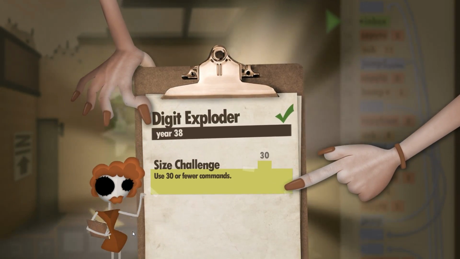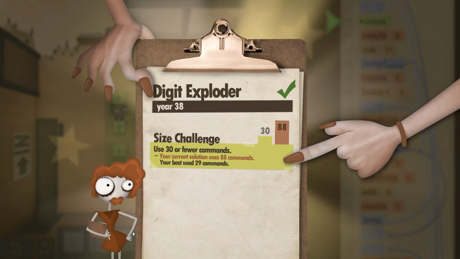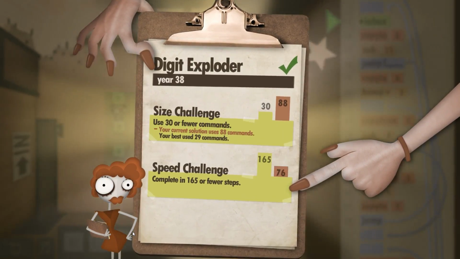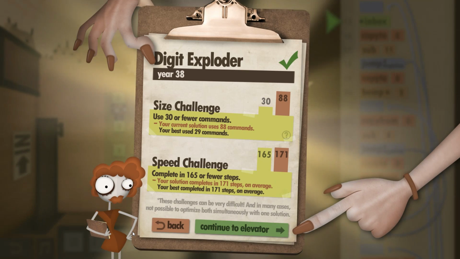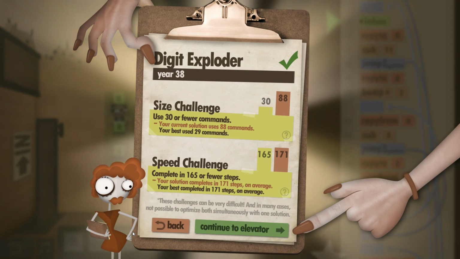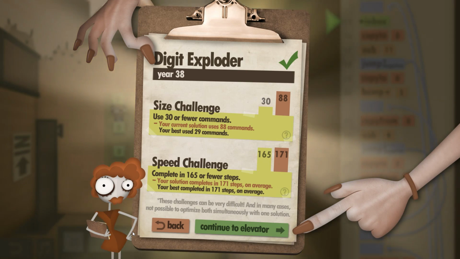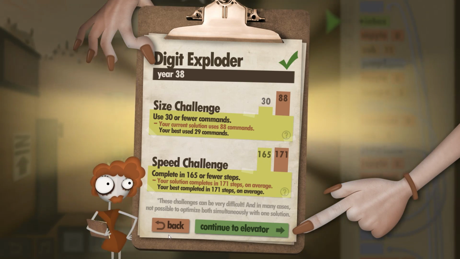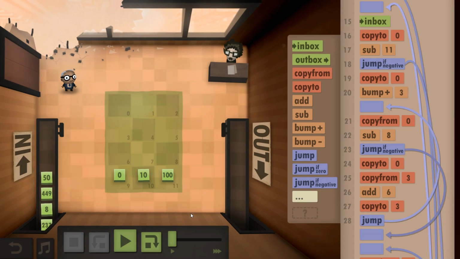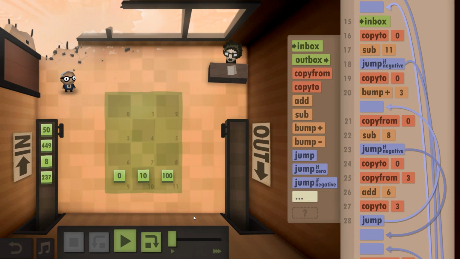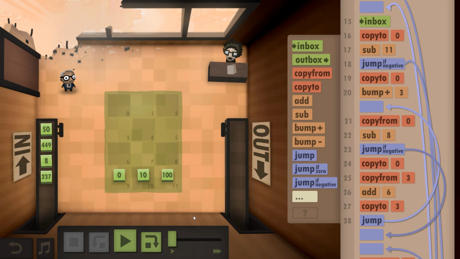What was my count again? 199? It's not gonna be close. Oh, it's very close. 171. 6 steps. I really want to do this now. 6 steps. 6 steps, come on.